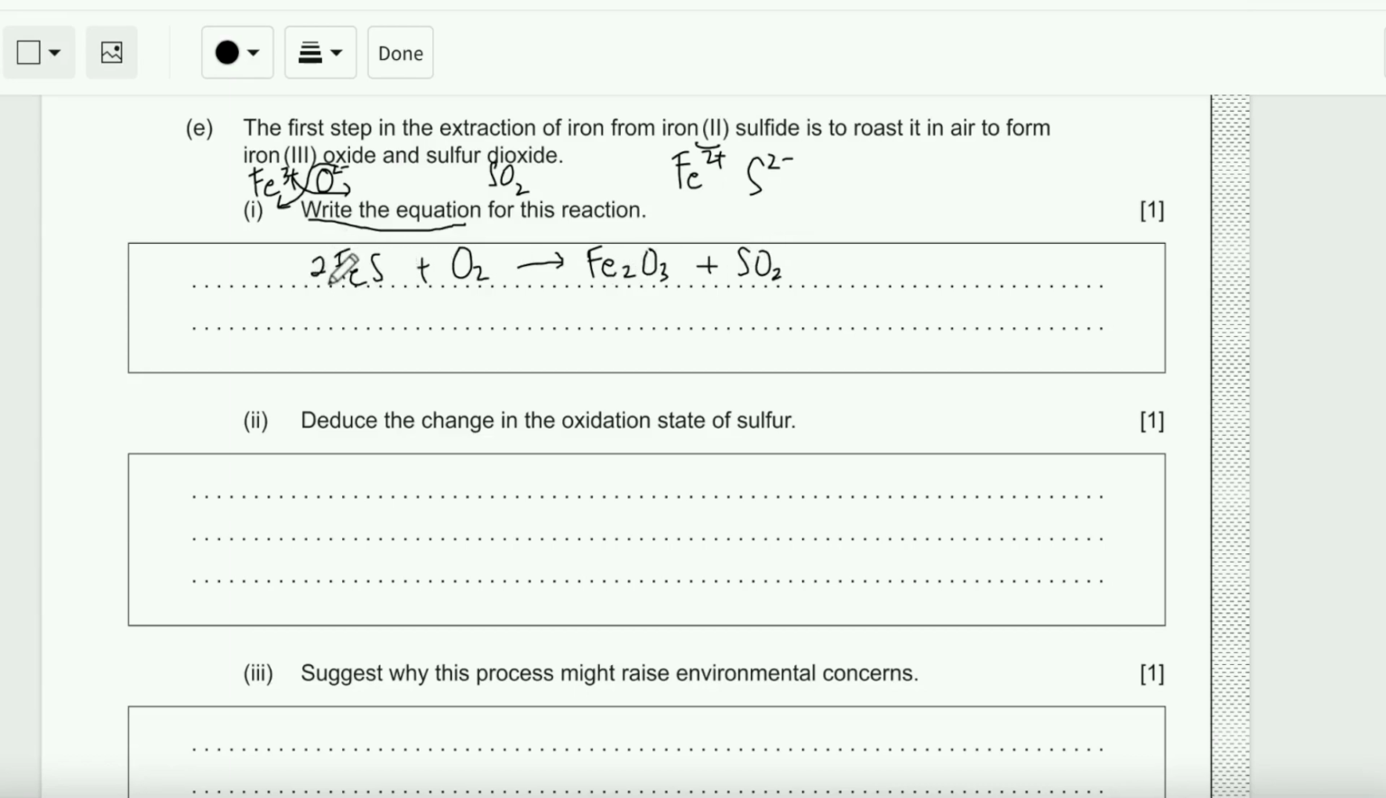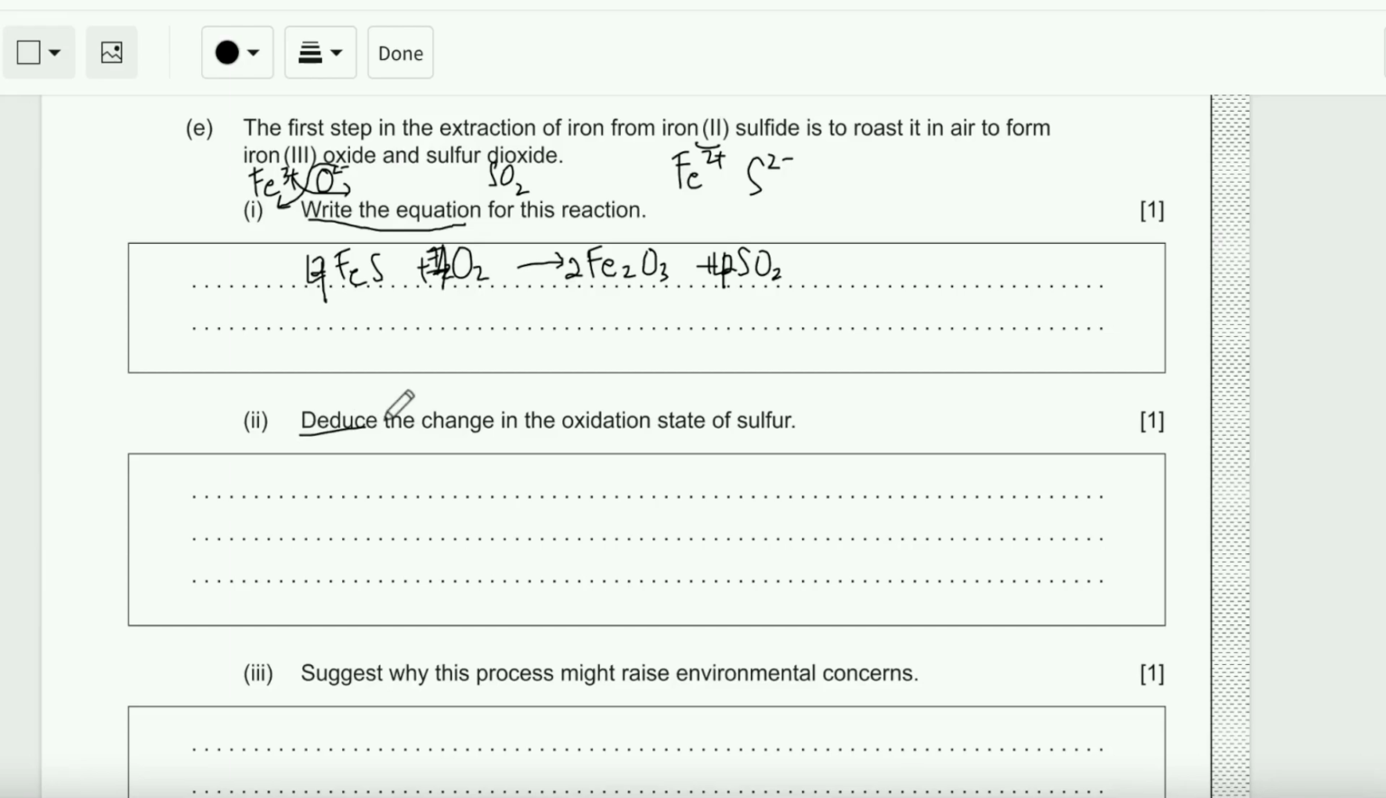Fe2 here is 2, S2 and here is 1. O, it's here 4 plus 3, 7 divided by 2. Or we can make it 4, and here is 7, and here is 2, and here is 4.